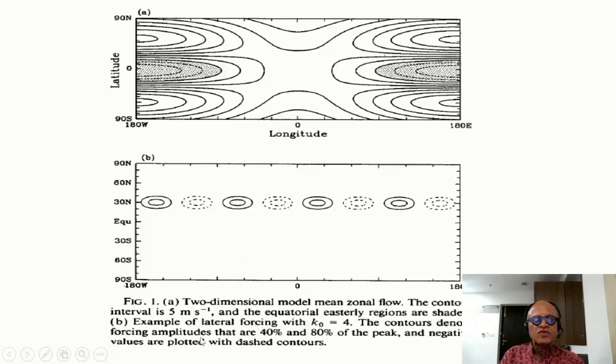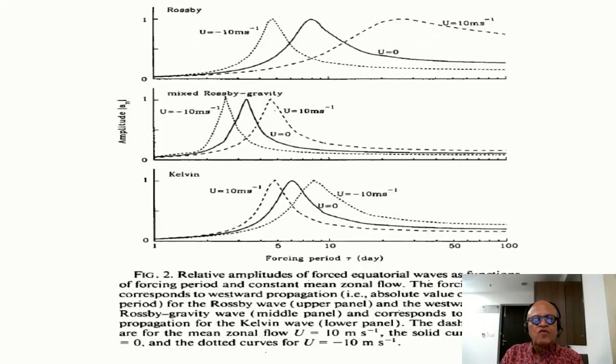The contours denote forcing amplitudes that are 40% and 80% of the peak, and negative values are plotted with dashed contours. So you are just providing this wave forcing as if you are tying the rope at one end and moving the other end up and down to see the wave motion. So in this case, the idea is to look for relative amplitude of forced equatorial waves as functions of forcing period and constant mean zonal flow.